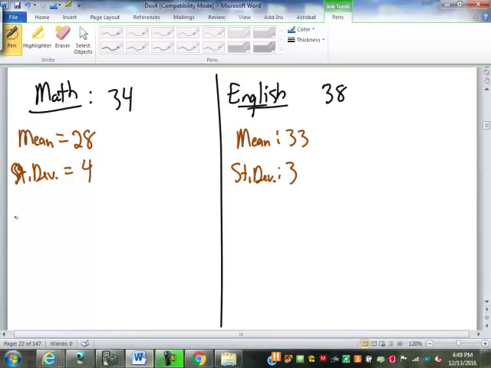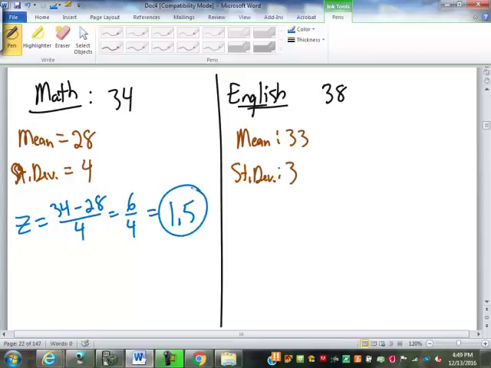Okay, for math, our Z-score: 34 minus the mean of 28 divided by the standard deviation of 4. I think I said 6, but the standard deviation is 4, not 6. So 34 minus 28 is 6. We're going to divide by the standard deviation of 4, which is 1.5. That's positive, which means it's above the mean. Your math score was 1.5 standard deviations above the mean.